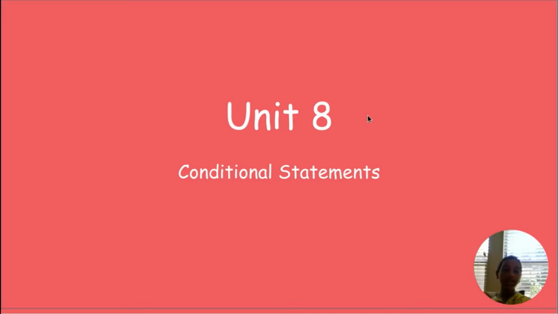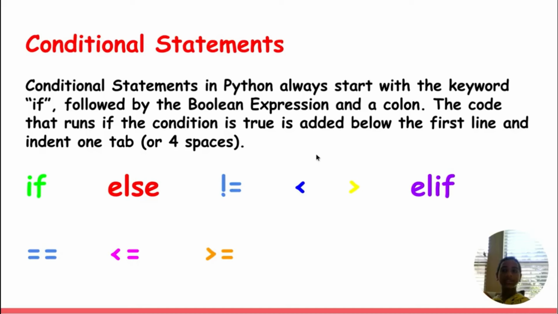Welcome back. Unit 8, today we're doing conditional statements in Python, Google Slides. Let's start. Conditional statements in Python always start with the keyword if, followed by a Boolean expression and a colon. The code that runs if the condition is true is added below the first line and indented. Here are some examples: if, else, and elif, which is else if. Not equal to, less than or greater than, equal to, less than or equal to, and greater than or equal to.